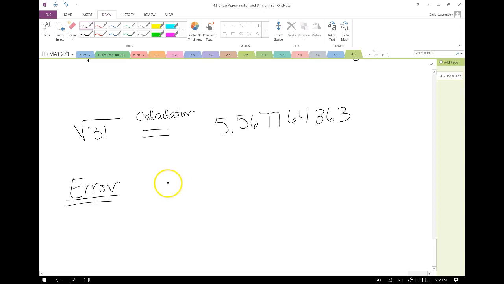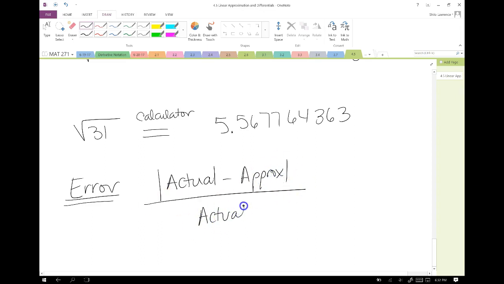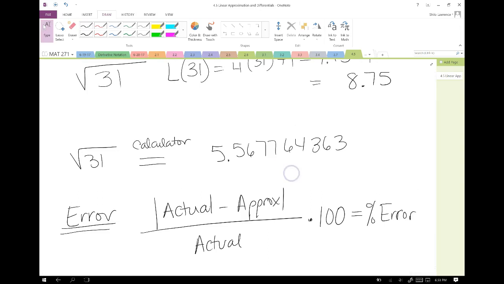And we are going to do actual minus approximate, divided by actual, times 100. This is going to give us a percent error. It's going to tell us how much we're off by as a percentage. So sometimes just subtracting them is not enough to really give us an idea if we're off by a lot or if we're off by a little.